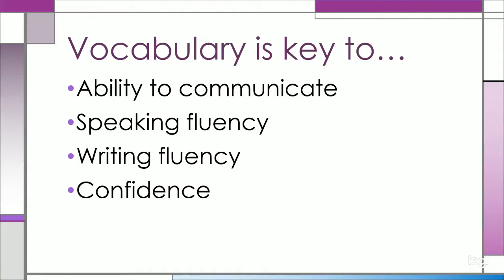So the reason that vocabulary is so important to talk about, and how to build it, is it's key to our ability to communicate. We can't communicate well if we cannot access the vocabulary that we need. We can't speak fluently, we can't write fluently, and when we can't do those things, it's very hard for us to be confident in our speaking abilities. And so this is really the reason that I start with vocabulary, because vocabulary is that foundation that we need to have really strong English language skills.